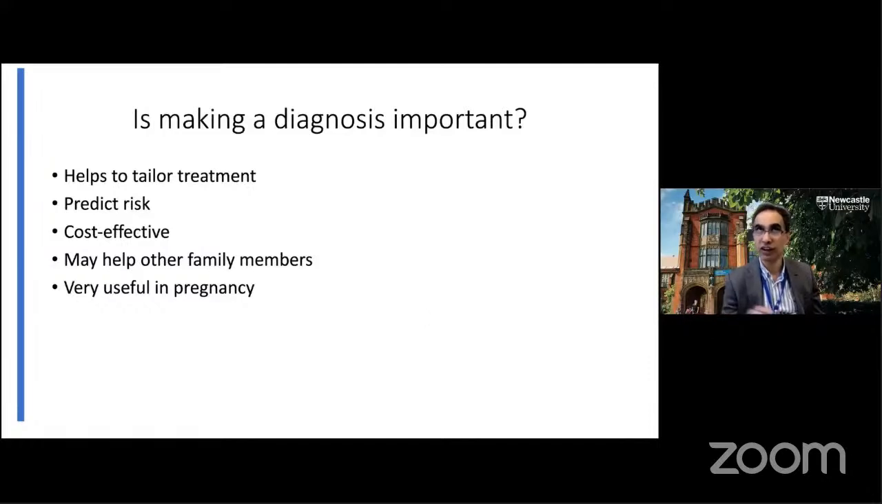You wouldn't treat Graves' disease the same as you treat a toxic nodule or thyroiditis for that matter. It also helps to predict the risk of future relapse. Making a diagnosis may be cost effective in terms of how we manage patients and how we arrange for their follow-up. For certain conditions that may run in families, it may help other family members of the same household or beyond. And particularly in pregnancy, it's very important that we know what's causing this.